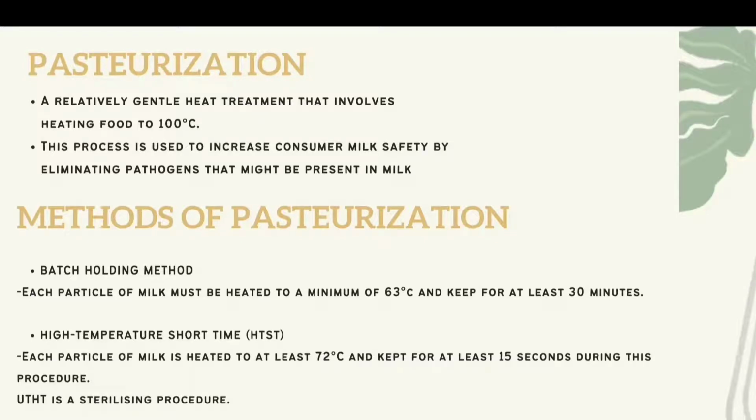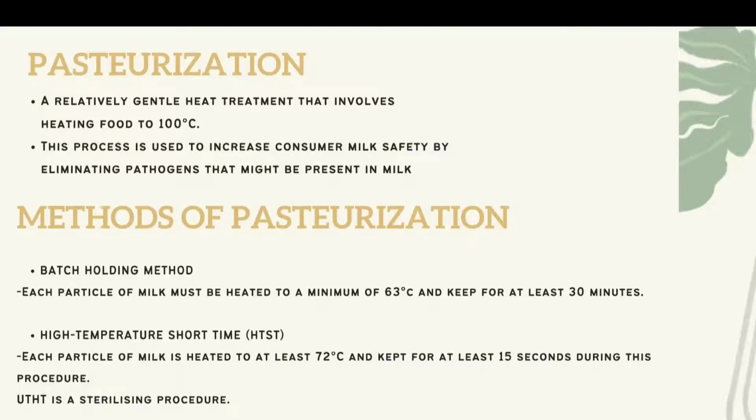The microorganisms that can withstand pasteurization temperatures used in milk are divided into two groups, known as thermoduric and thermophilic. Pasteurization has a lot of methods, but the two best known are the batch holding method and the high temperature short time method, known as HTST.